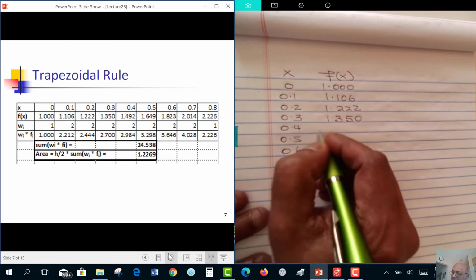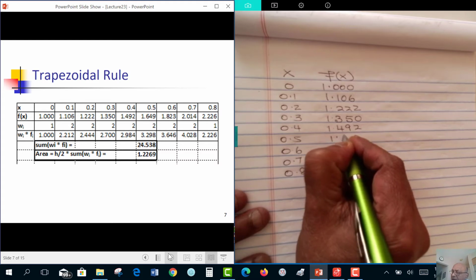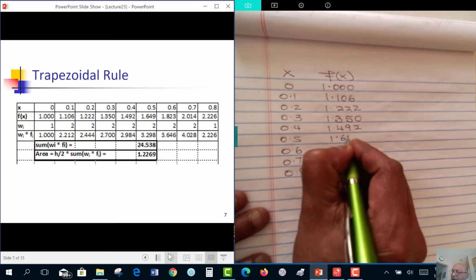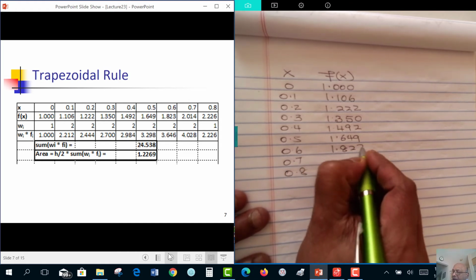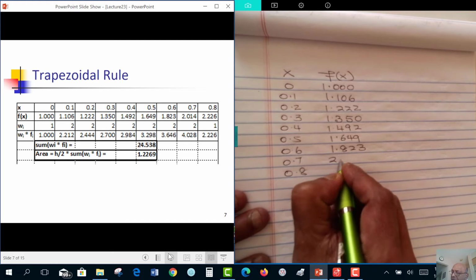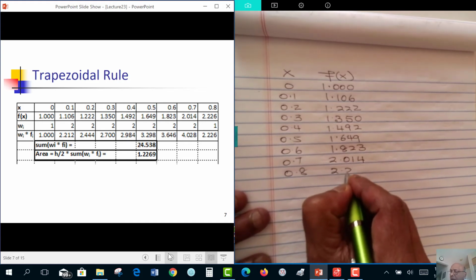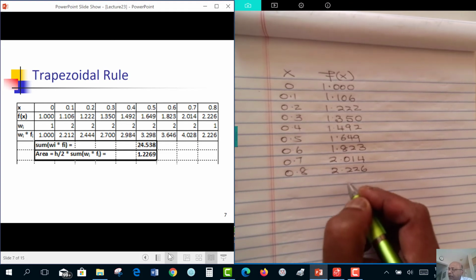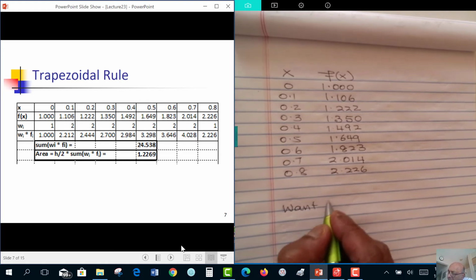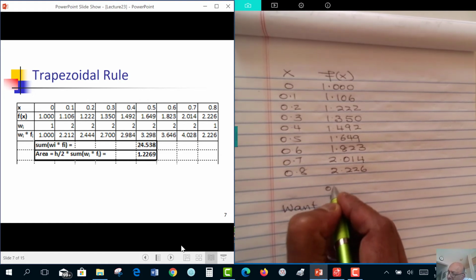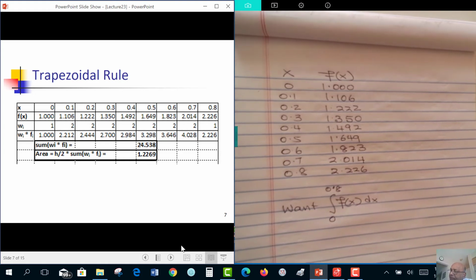I really would appreciate if you'll do this example along with me and not depend on the slide. And that way you will get a feel for numbers also. Okay, so here is our table. What we want is the integral from 0 to 0.8 of this function with respect to x.